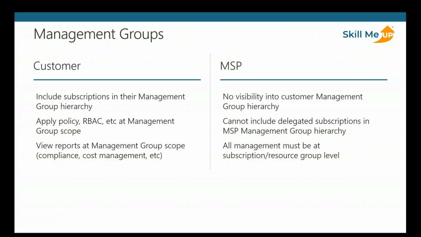From an MSP point of view, basically none of this works. Firstly, you don't have any visibility into the customer's management group hierarchy. You can only see the customer's subscriptions. When the customer created those delegations, they delegated a scope, which was either a subscription or resource group. So nothing above that is visible to you, which means there may be policy assigned at a management group level within the customer tenant, affecting a subscription that you as a partner are managing, but you can't see the policy because it's sitting above the scope that you can see.